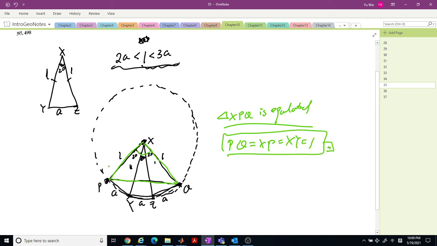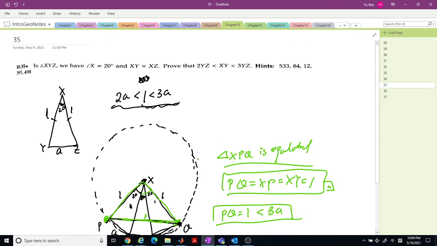Okay, now the only thing we want to prove is that PQ, which is equal to 1, is less than 3A, right? So this is obvious, right? Connecting the two points P and Q, this is one line segment, okay? And the other path needs 3 segments. So of course, this is true. So we proved one side. Now we need to prove the other side.